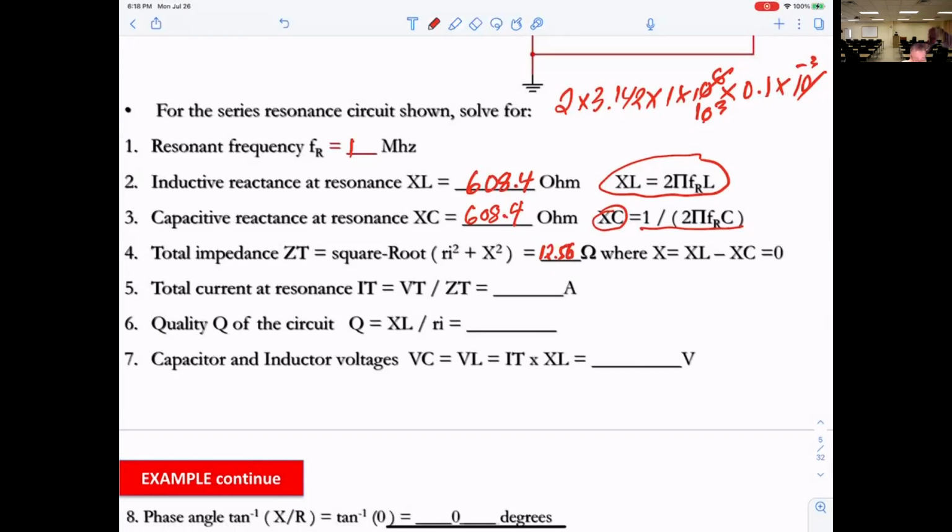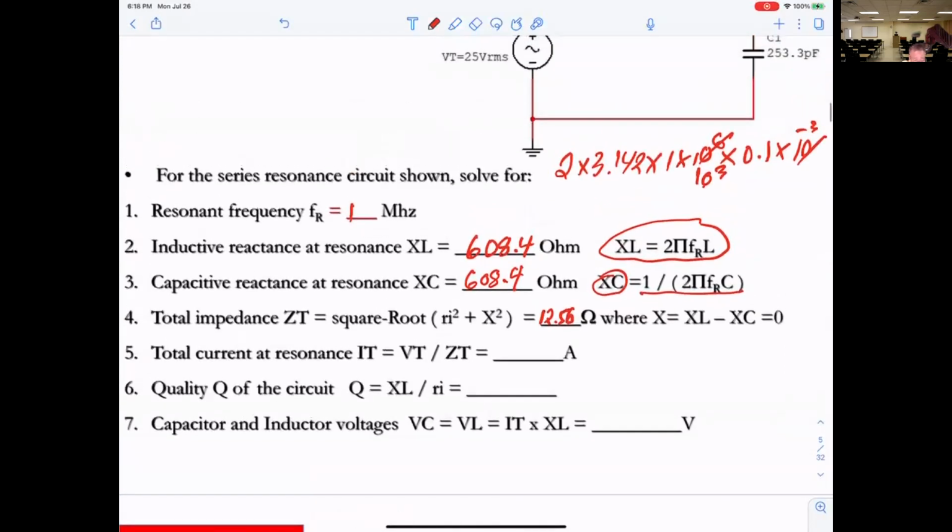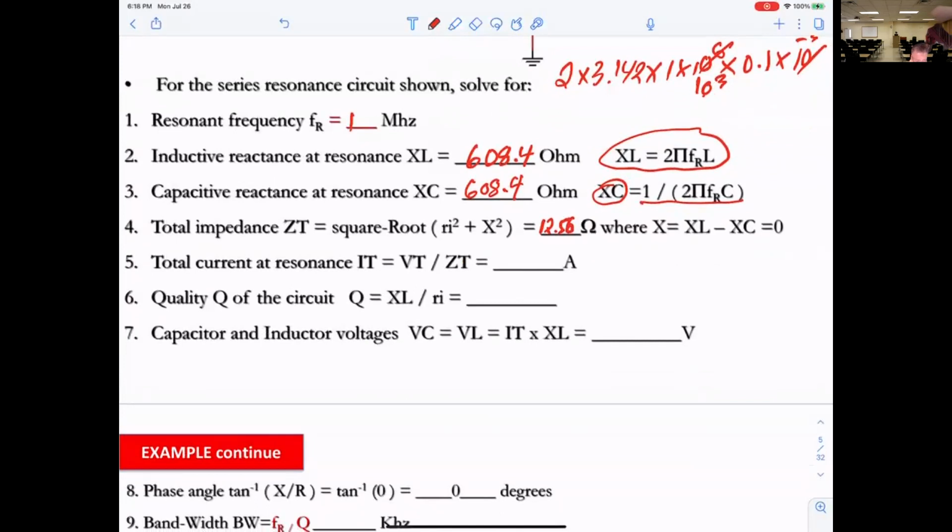Now, how can you get the IT? The voltage is 25. So basically 25 divided by 12.56 gives 1.99.